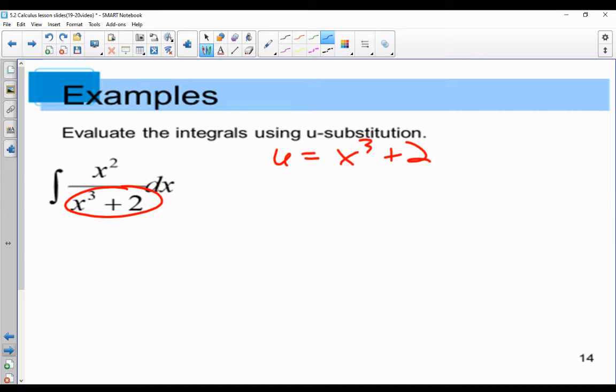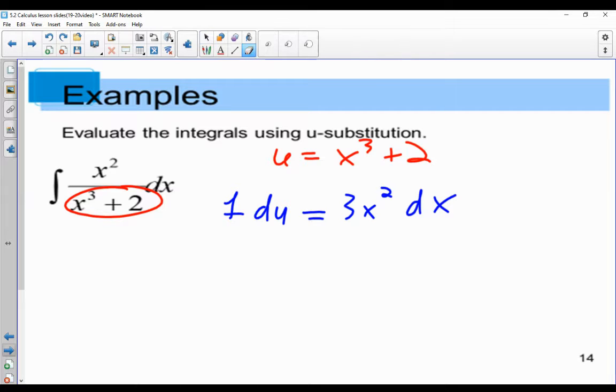All right, let's derive the right side and the left side. If you derive the right, that'll be 3x squared. Label that as dx. Derive the left side, derivative of u is 1, and then label that as du. Now, some of you are probably wondering, yeah, I got dx. I don't have the 3, and I don't have an x squared here. I have it up here, but it's not with the dx. How is that going to work?